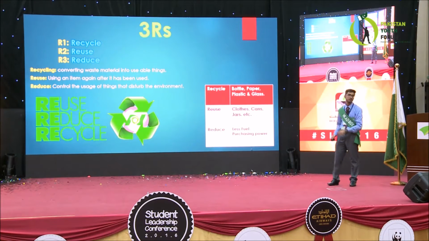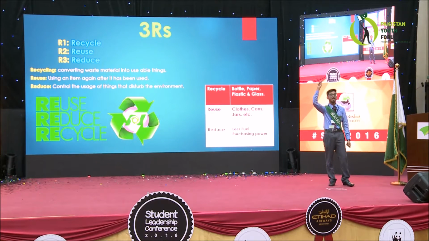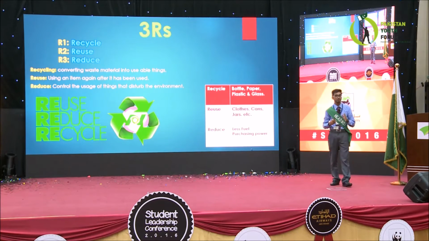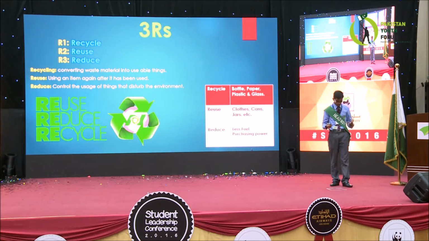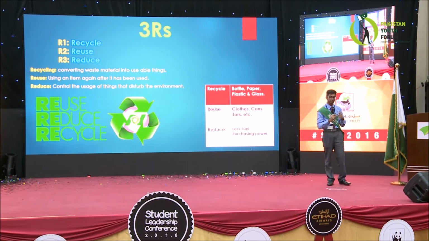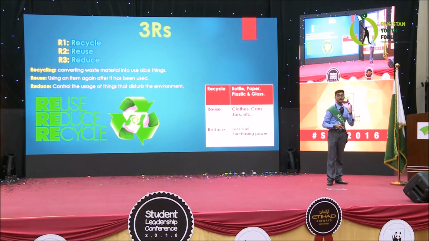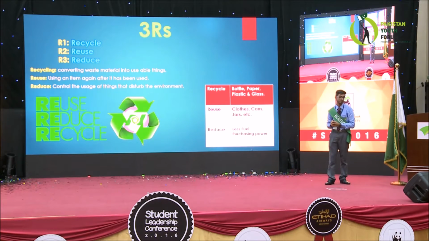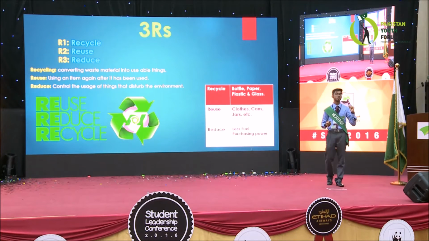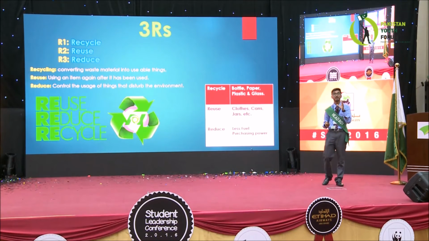3 R's. Recycle, reuse, and reduce. Recycling is a process in which waste material is converted into a useful product. For example, paper prepared from recycled material saves 50% of water and 75% of energy as compared to paper generated from raw materials. Cans produced from recycled materials reduce the energy and pollution by 95%.